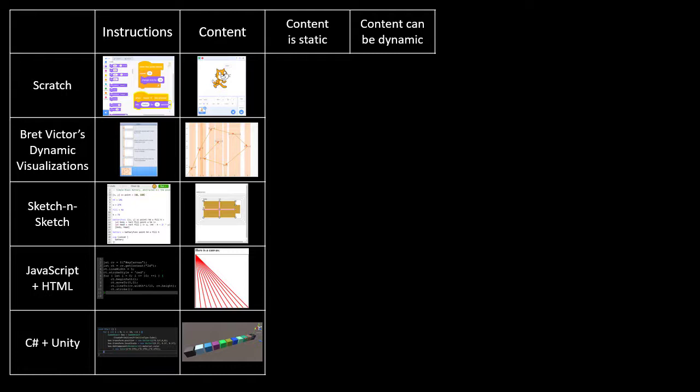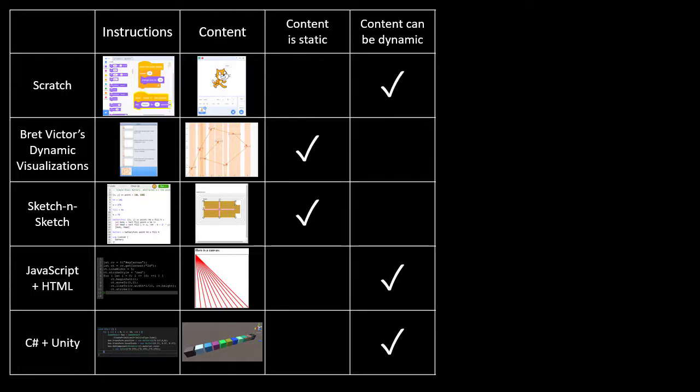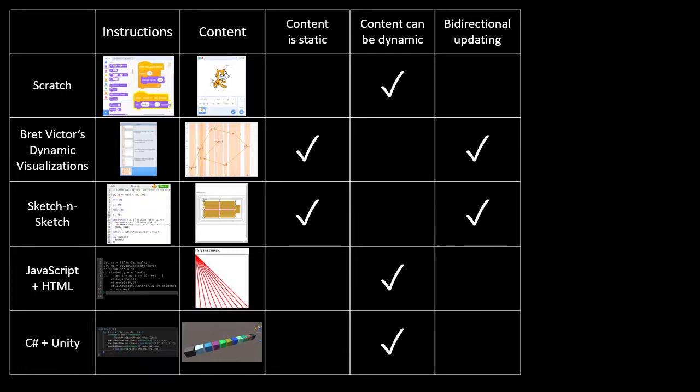We can take the 5 examples I just showed you, and for each one we indicate if the content is static or dynamic. The process of programming is always interactive, but once the programming is complete and the content is defined, it appears to the end user either as static or as something that can respond interactively to input, and that's what I mean by dynamic in this column. We can also indicate which systems implement bidirectional updating, so that if the programmer changes either the instructions or the content, the other is automatically kept in sync.